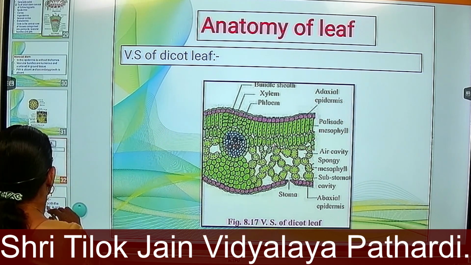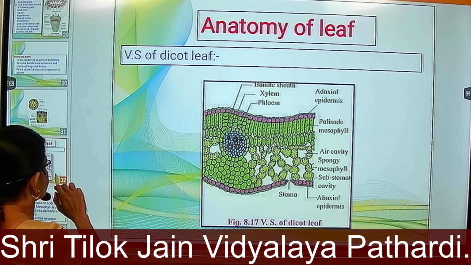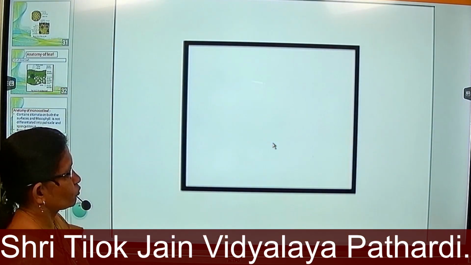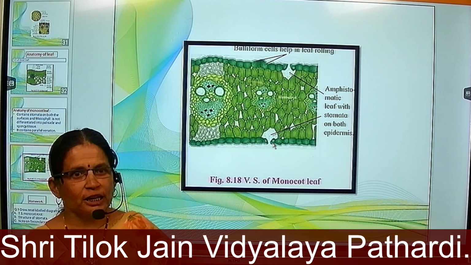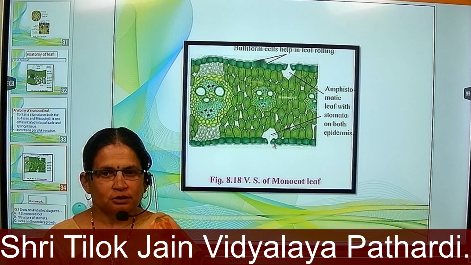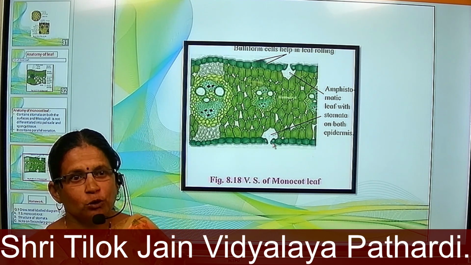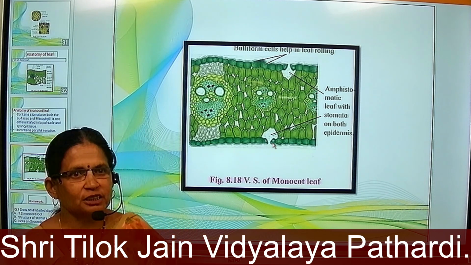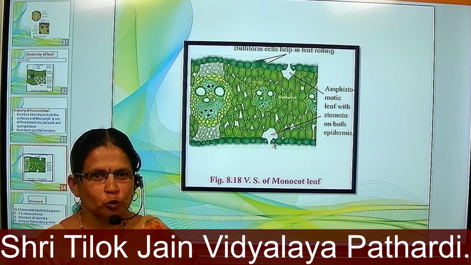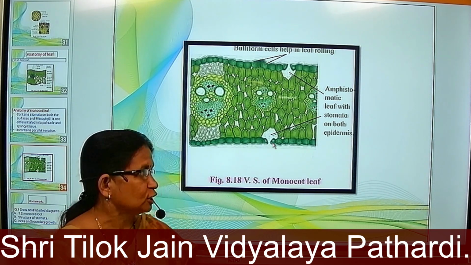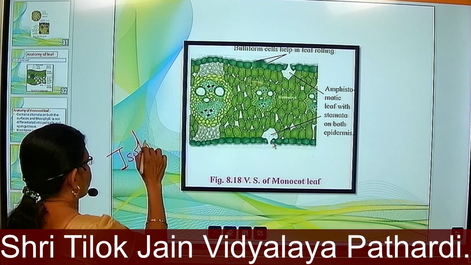Now we will see the anatomy of the monocot leaf. This is the monocot leaf structure. Monocot means the plant has a single cotyledon in the seed, not divided into two cotyledons, so it is called a monocotyledonous plant. That plant has a leaf that is isobilateral.